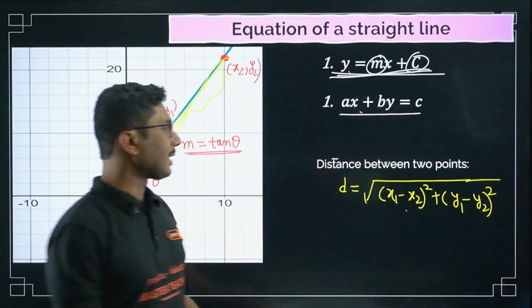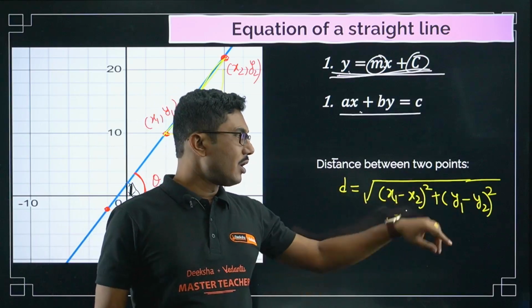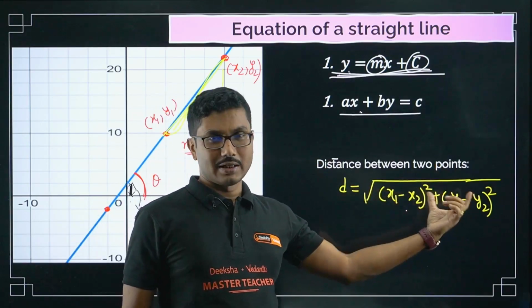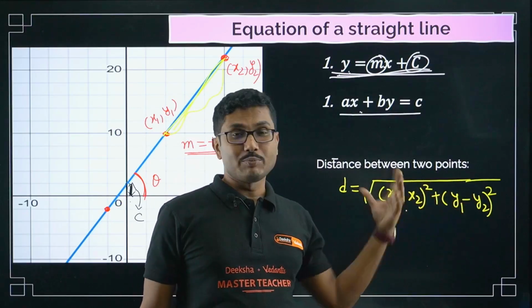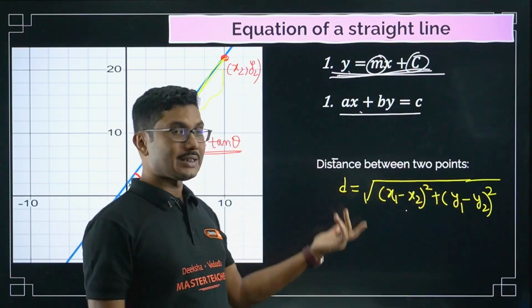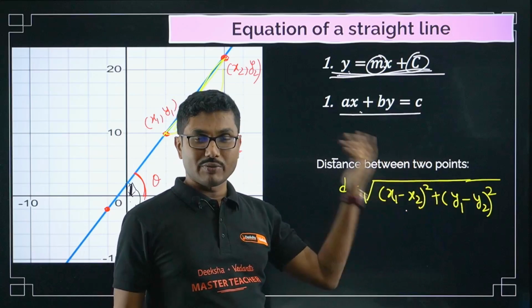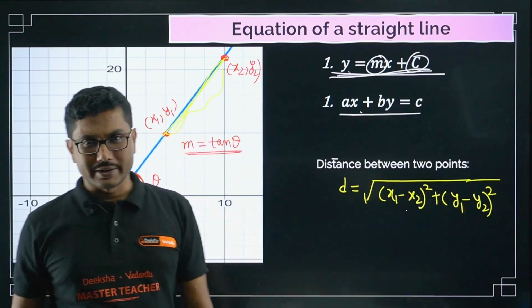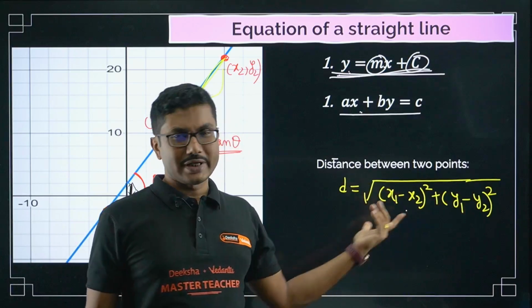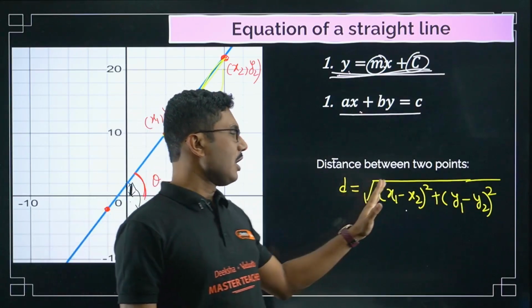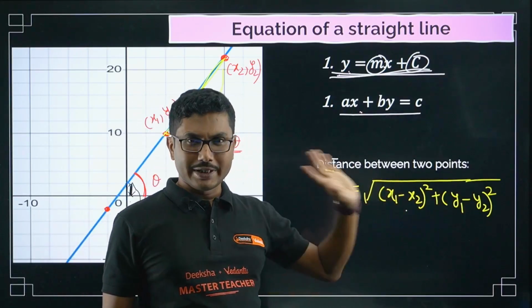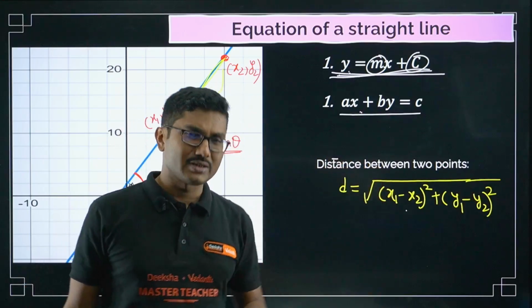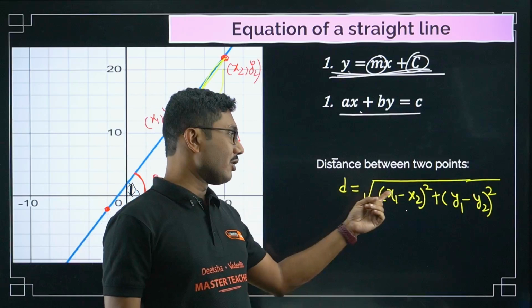Now it does not matter whether you are doing x2 minus x1 or y2 minus y1, because there is a square involved on the outside. So the relative positions do not matter. You can do x2 minus x1, y2 minus y1, or y1 minus y2, it does not matter, because it is a square term. If you take out the negative sign, it will anyway be positive. So the internal sign is immaterial. Some textbooks say x2 minus x1, some say x1 minus x2, it does not matter, because it is a square term.